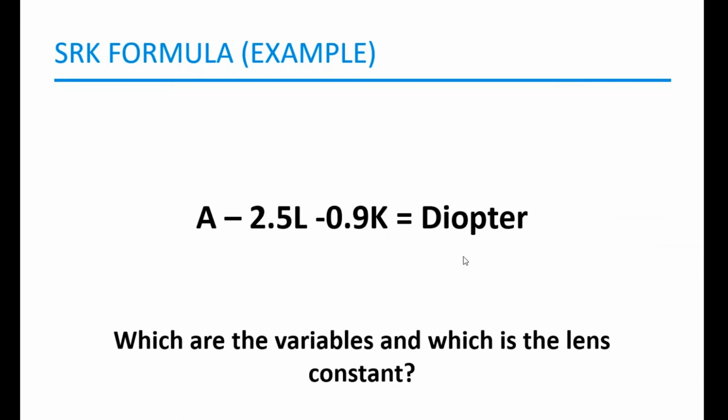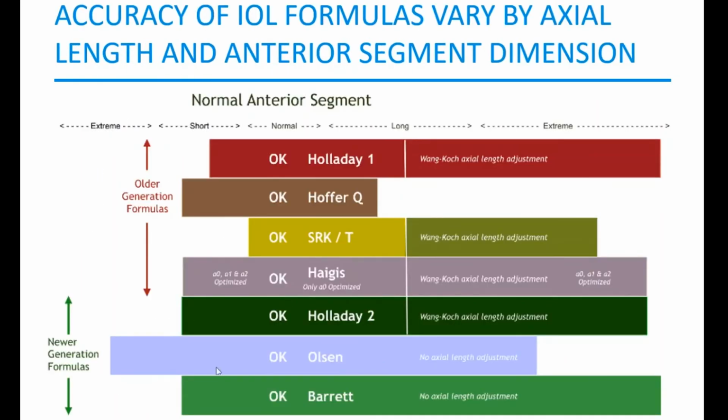So just to give you an idea of what a typical formula would look like, this is taken from a really old formula, the SRK formula. You can see the relationship with the lens constant in here. The SRK formula uses A constants. The A constant is subtracted from 2.5 times the axial length and subtracted from 0.9 times the average keratometry reading, and that gives you the power of the eye. As you can see here, it doesn't actually predict where the lens position would be, but it directly does that calculation based on axial length, average K readings, and the lens constant. But this relationship still has a similar effect to the other formulas that you see here.